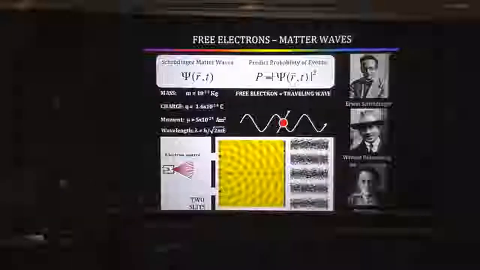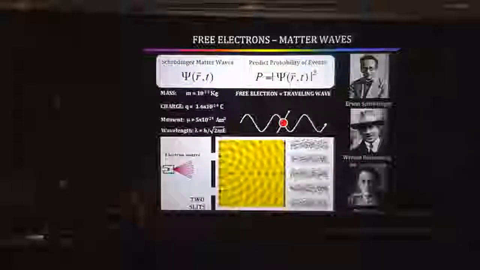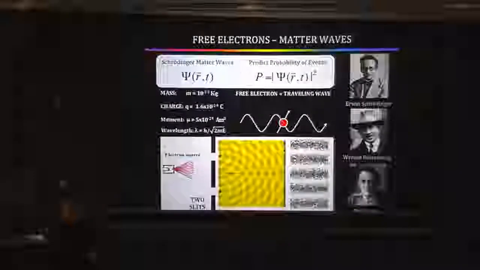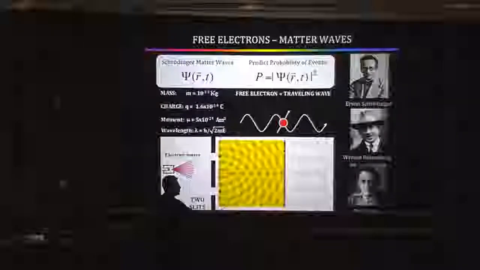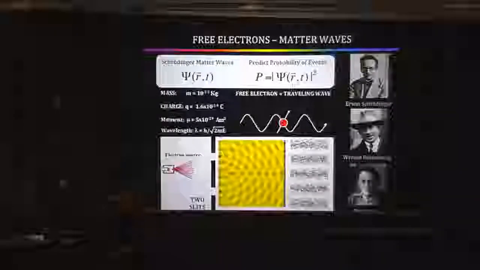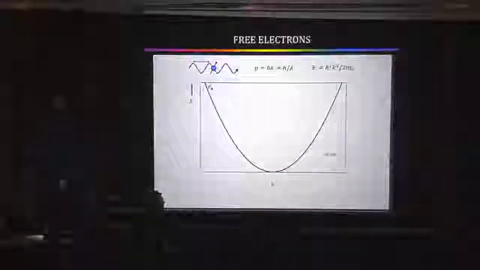However, imaging this has been a challenge which has been around for many decades. It's only in the last 10 to 15 years that it was possible to image the probability of those waves themselves. That's what we're here to talk about.